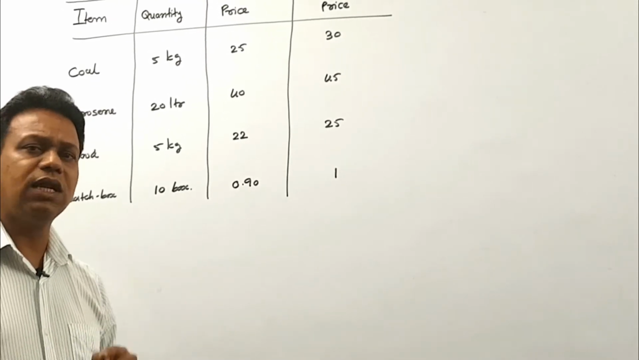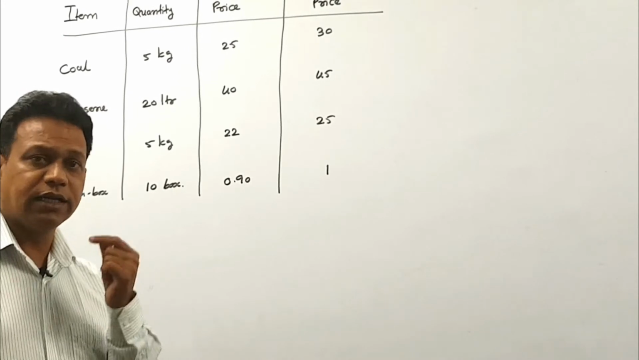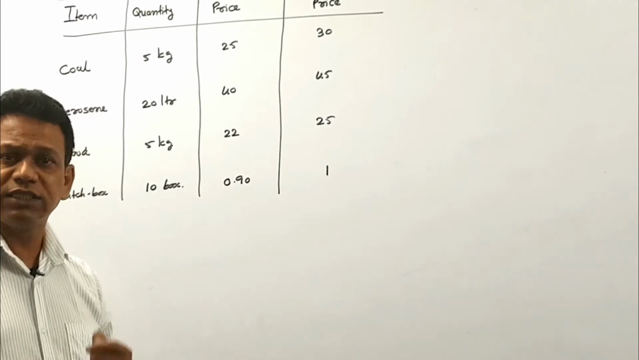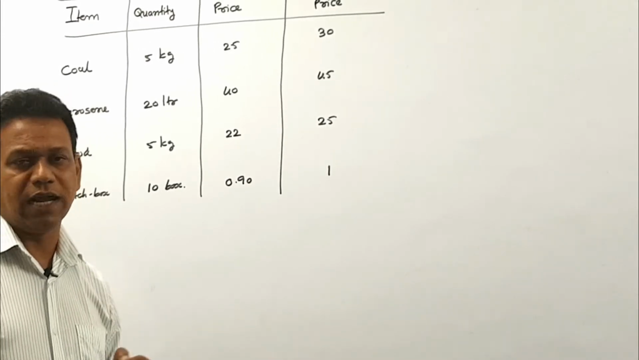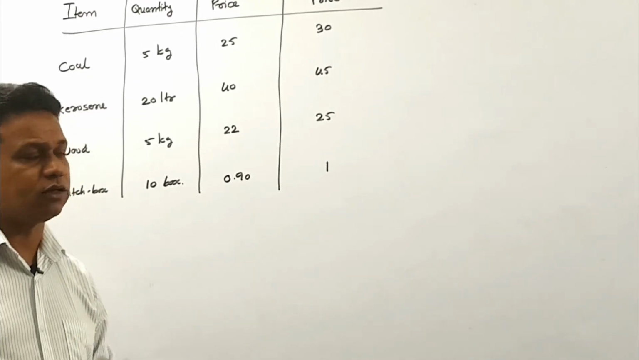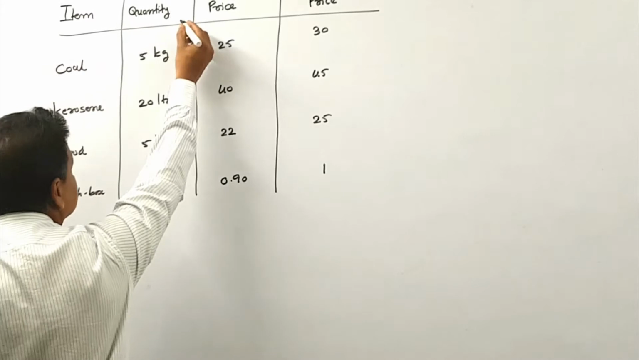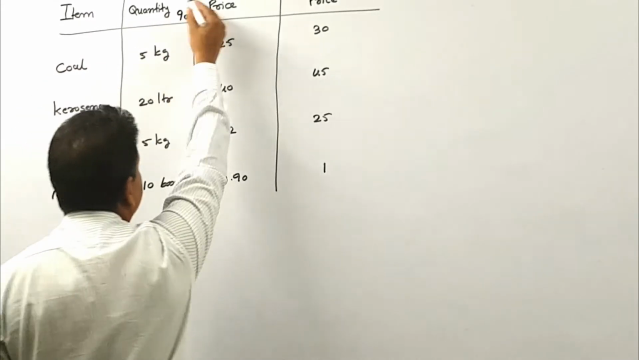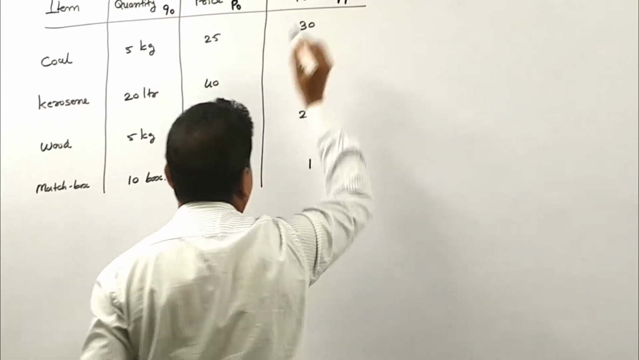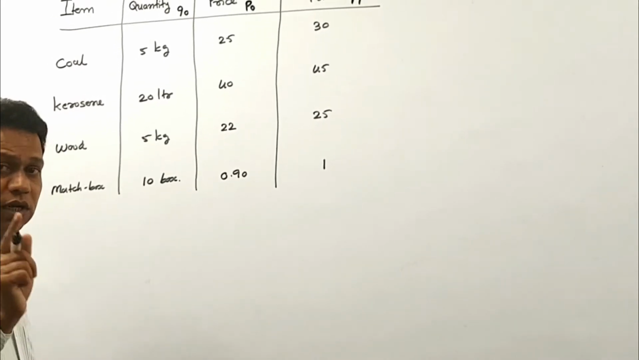My dear friends, total expenditure method means what? Either the Laspeyres method or the Paasche method. It depends on us which kind of quantity is available. If the quantity of the base year is available, we have to move with the Laspeyres method. If the quantity of the current year is available, we have to move with the Paasche method. So here the base year is 2012, and the quantity of the base year is available, Q0. The price of the base year is P0, and the price of the current year is P1. So we have to find out the index number of fuel by using the total expenditure method.